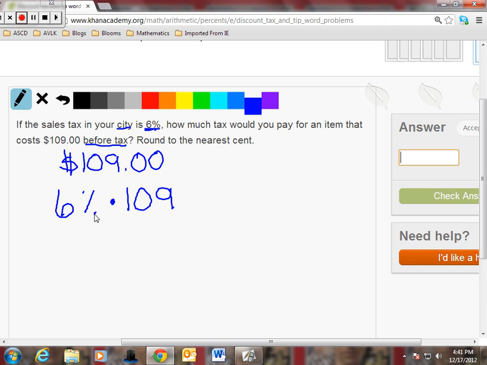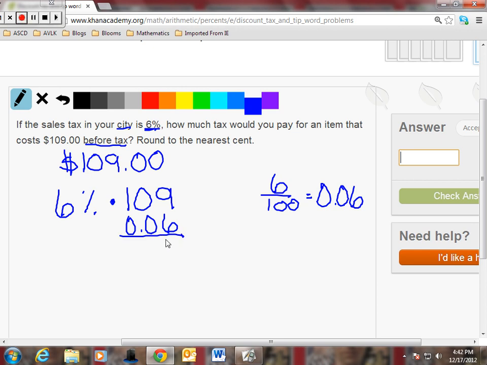Now, I'm smart enough, though, that 10% is really $10.90. So I know my tax will be less than this. So I'm going to times this by 6%. Well, 6% is really 6 over 100, which is the same as 6 hundredths. Not 6 tenths, but 6 hundredths. So I'll multiply this $109 by 6% or 6 hundredths.